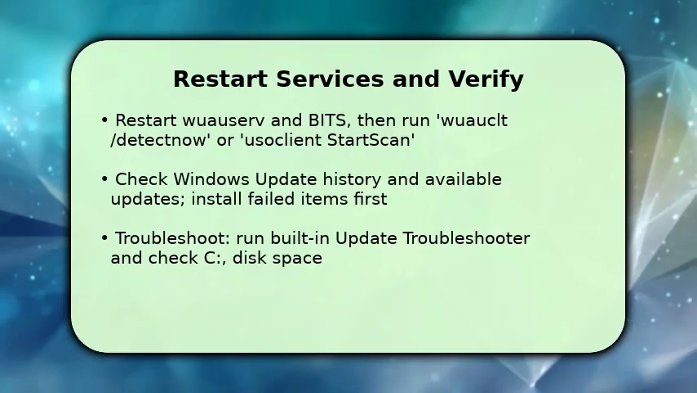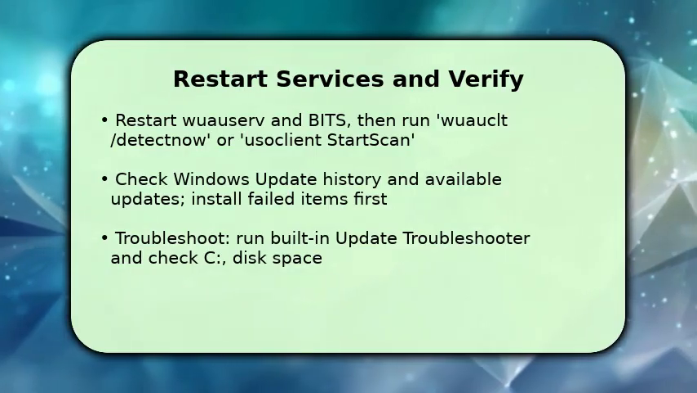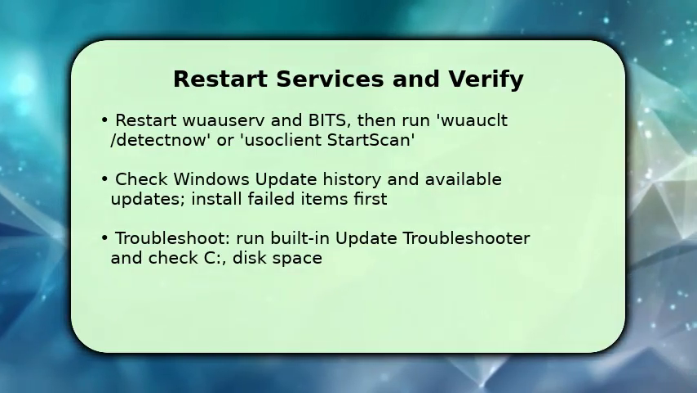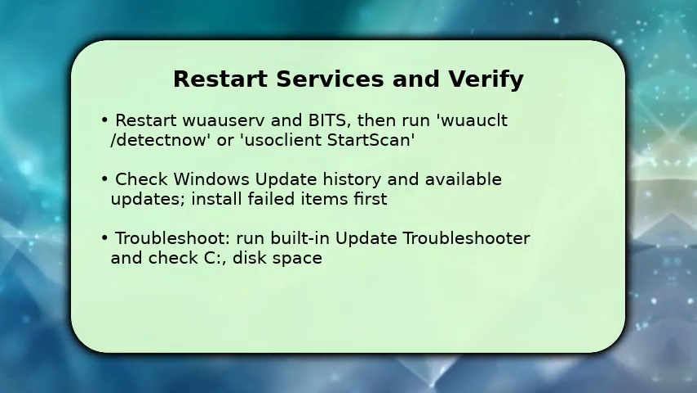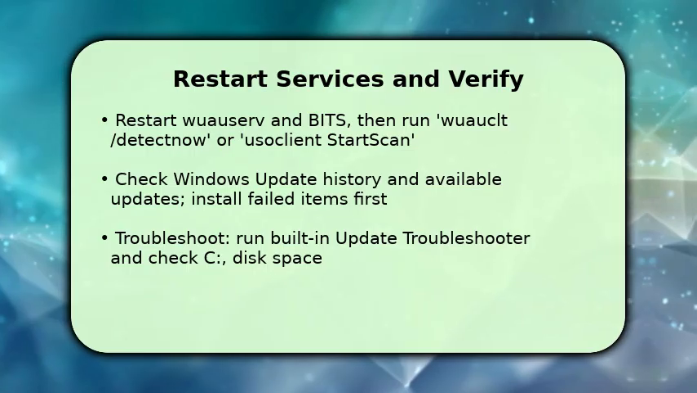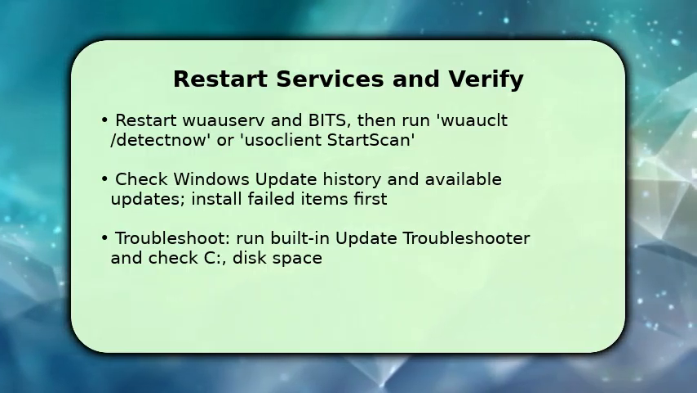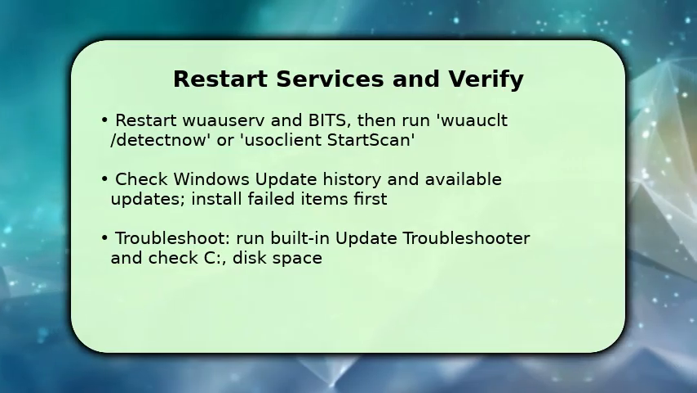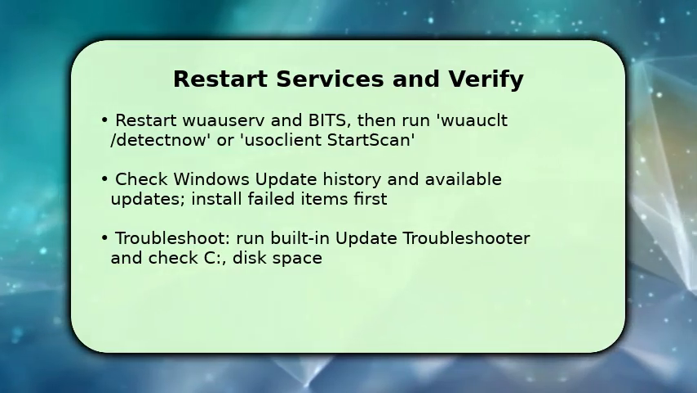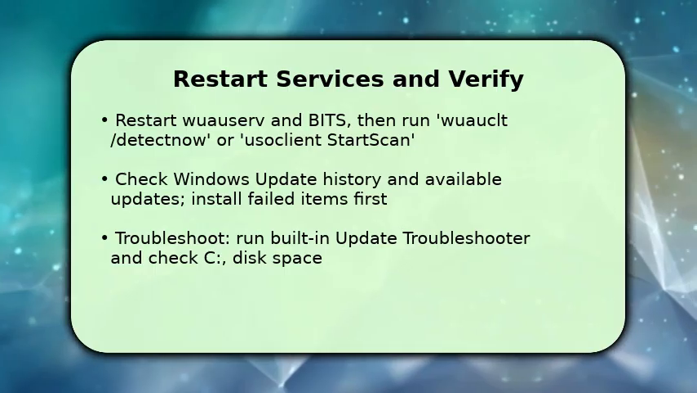Finally, restart the Windows Update and BITS services so the system can rebuild its caches. Once services run, trigger a scan using wuauclt /detectnow or usoclient StartScan. Make sure Windows lists available updates and begins downloading fresh files. If installation fails, review update history and reinstall failed updates one at a time.